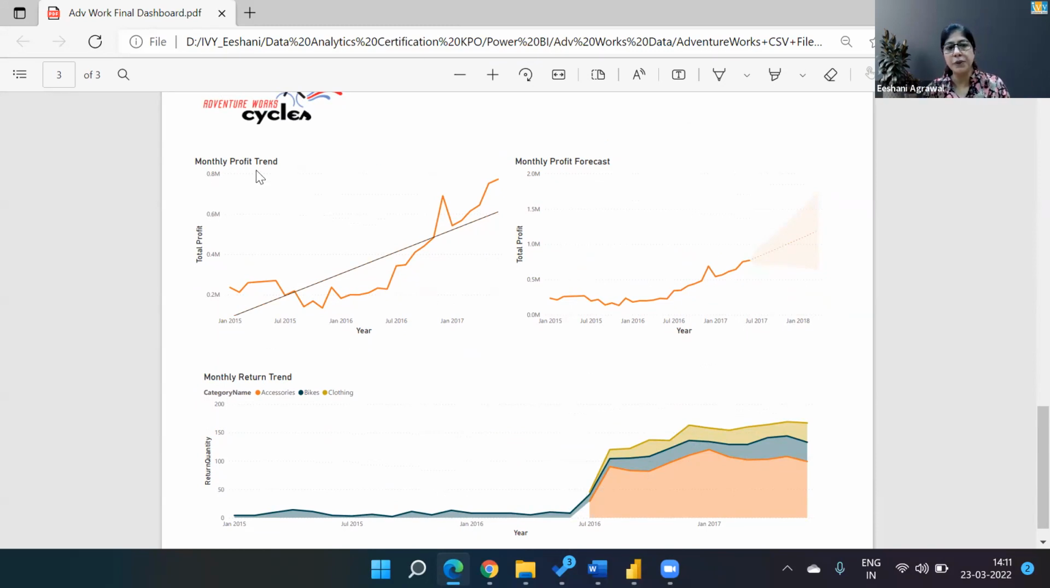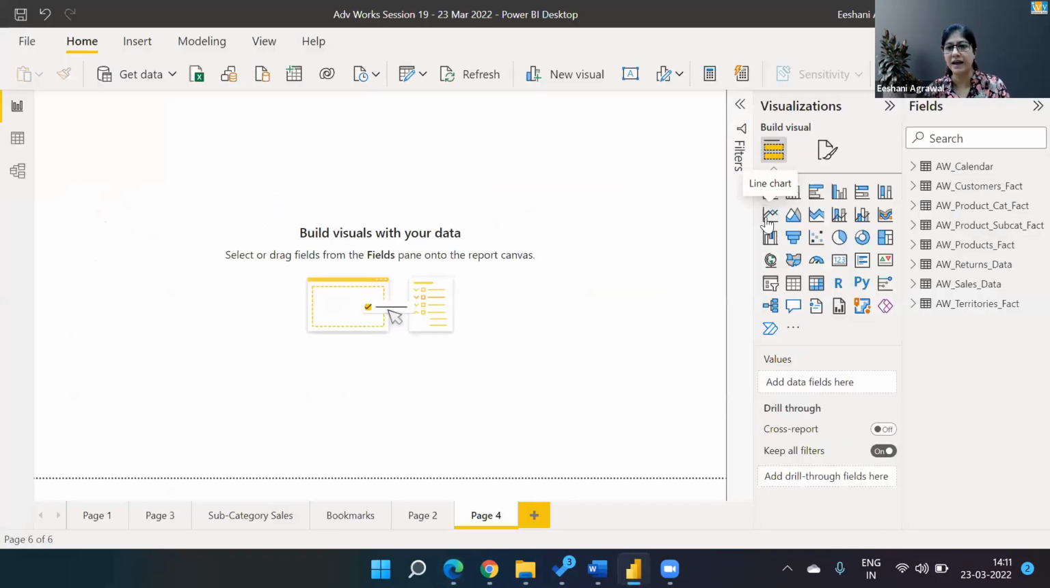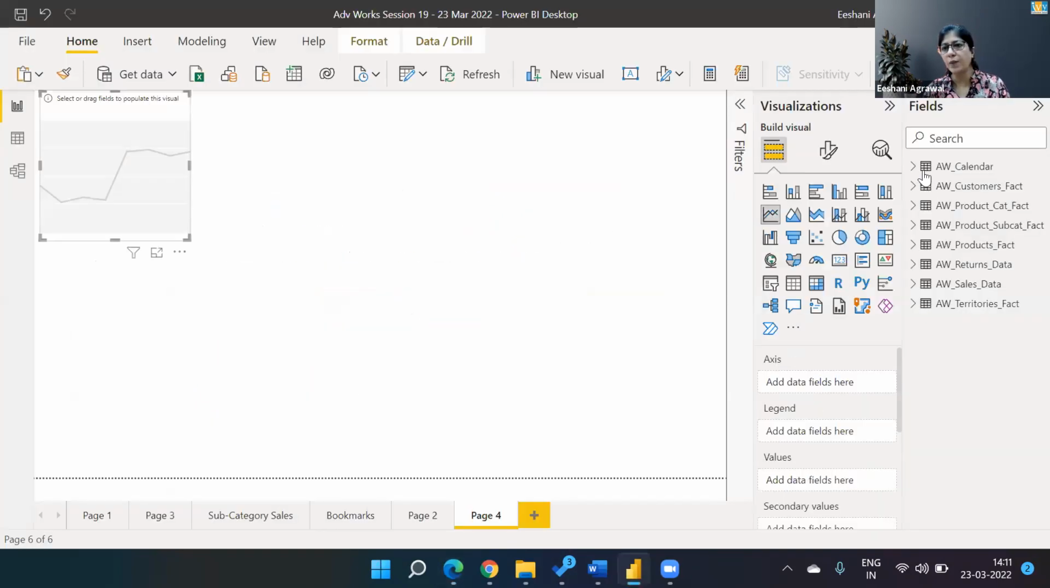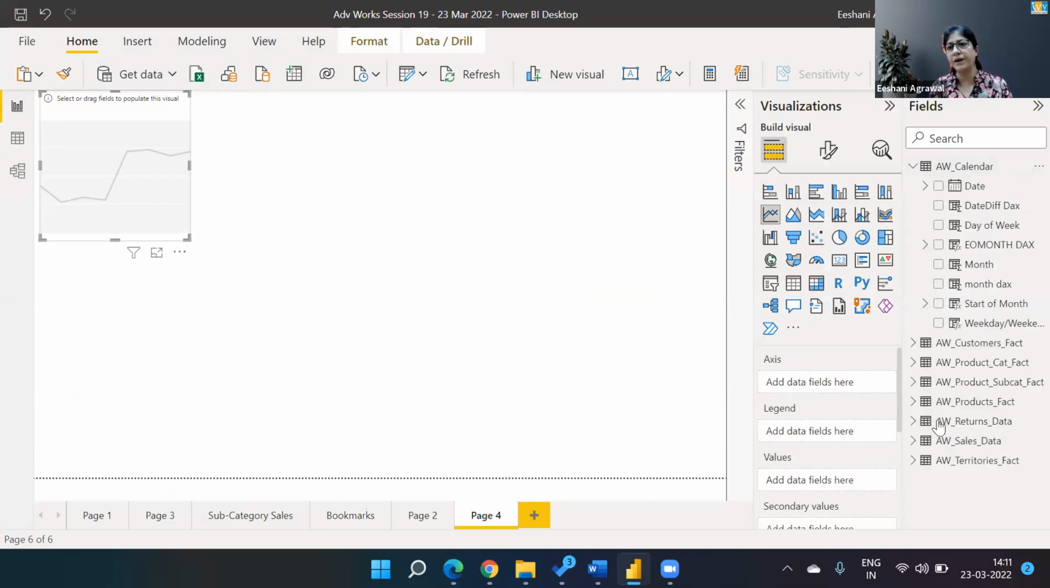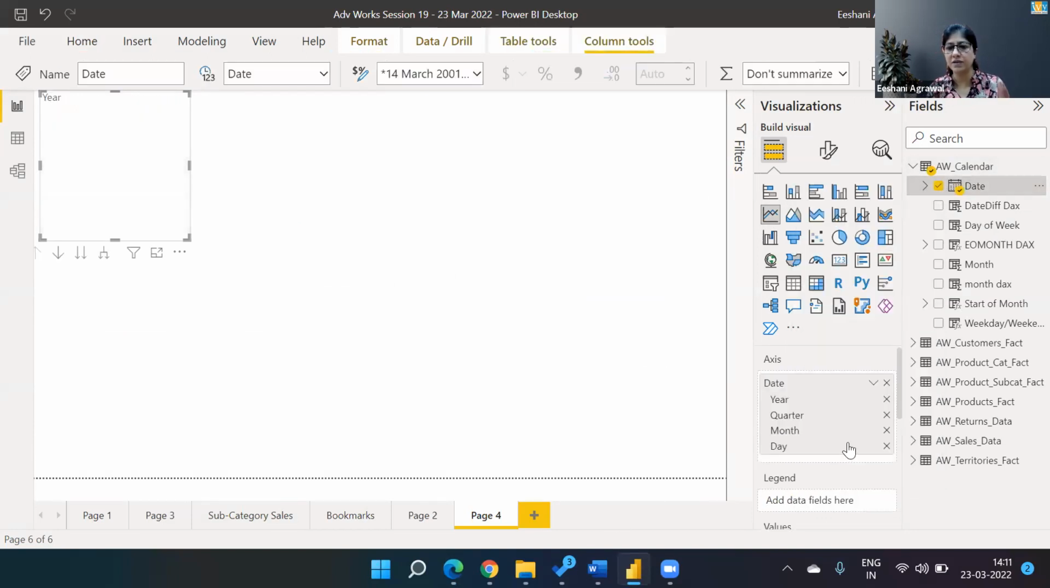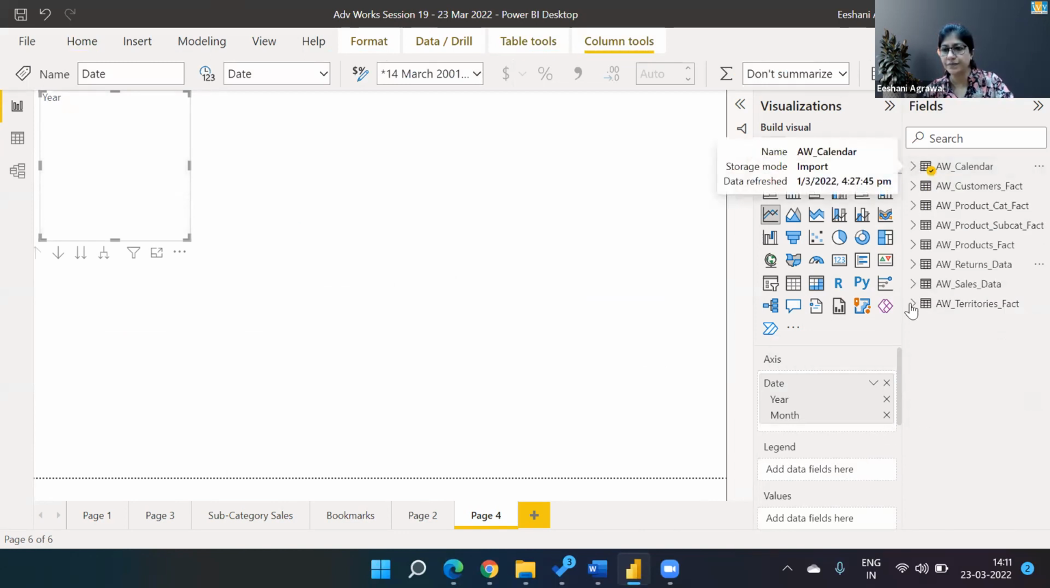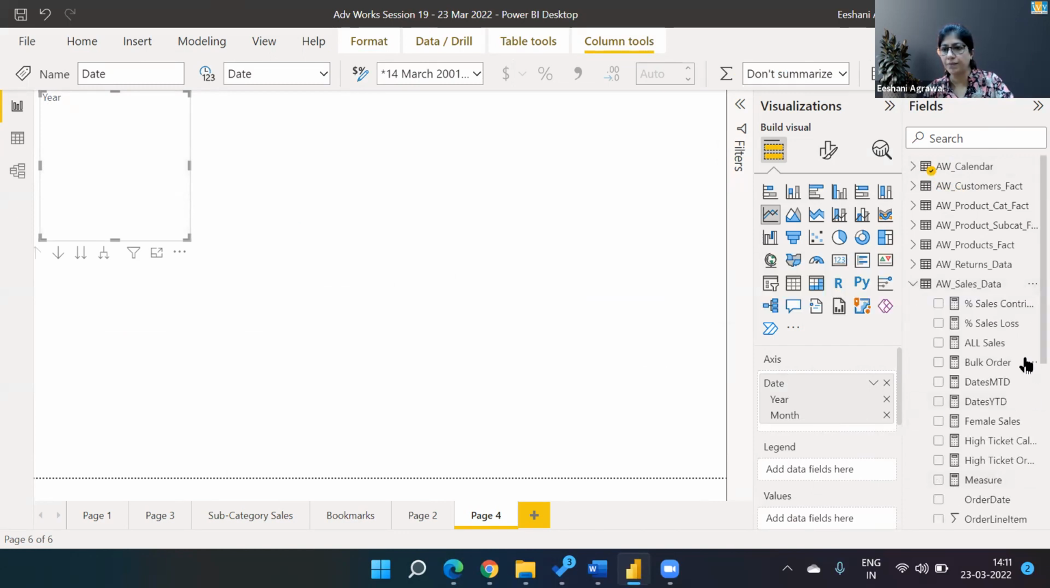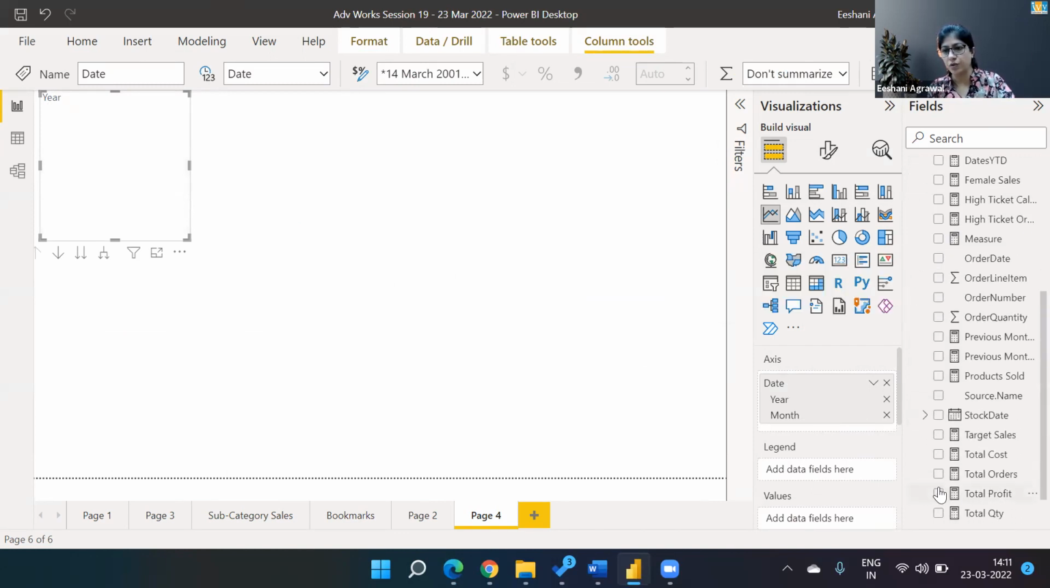So over here, how do you create a monthly profit trend, and what is the purpose of creating it? So how will we create it? It's a line chart. I want a monthly trend. So let's say I can drop in the calendar date. And then in the hierarchy, this we have done so many times now, I can pick a year and month. Then I can go to the sales, and over here, I can pick up the profit. So total profit.